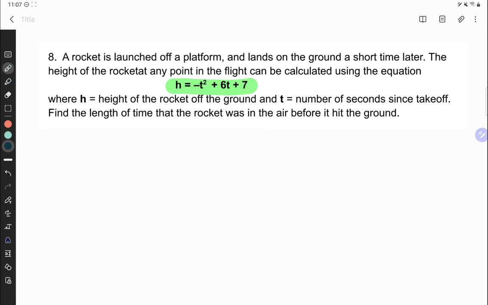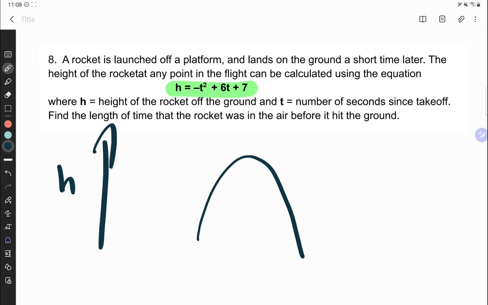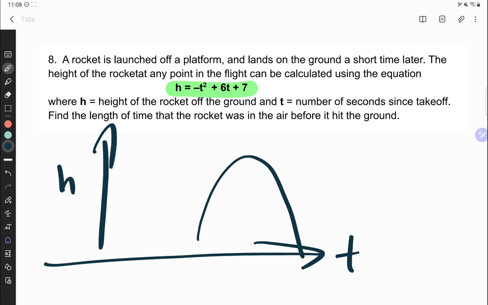So that being said, that's a negative parabola. That's a quadratic where the one with the t squared, the coefficient is negative. So we have a parabola that looks like that. Wherever the axis is, it doesn't really matter at this point. We don't know yet. But there it is, where h is the height of the rocket, and t is the number of seconds since takeoff. Find the length of time that the rocket was in the air before it hit the ground.